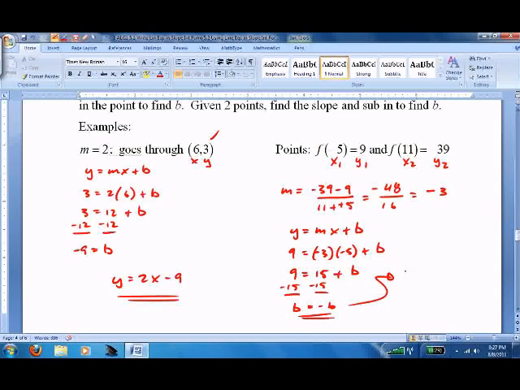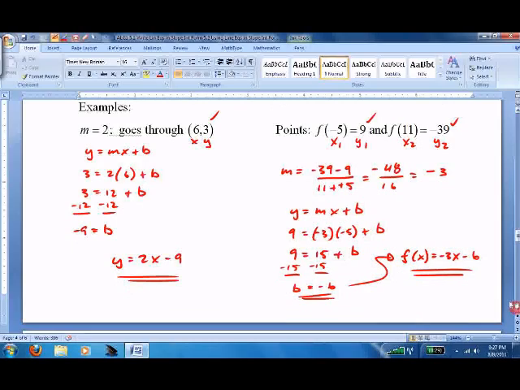Write our equation in function notation. f of x equals negative 3x minus 6. Negative 3 times 11 is negative 33, minus 6 is negative 39. Negative 3 times negative 5 is positive 15, minus 6 is 9. Beautiful. Very challenging work. Make sure you do lots of practice. Good luck.